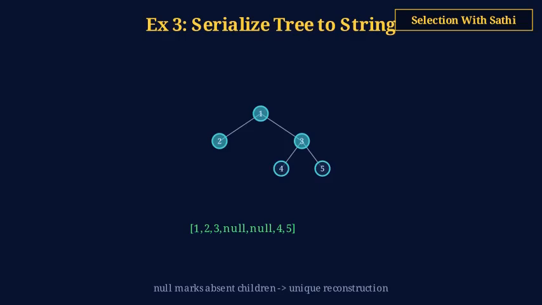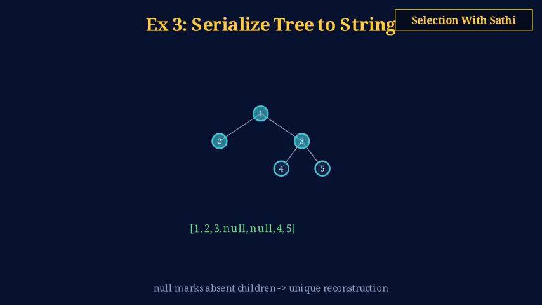Build left of 5, bounds minus infinity to 5. Value 1 is in range. Create node 1. Index becomes 3. Build left of 1, value 7 is greater than 1. Out of range. Return none. Build right of 1, bounds 1 to 5. Value 7 is greater than 5. Out of range. Return none.